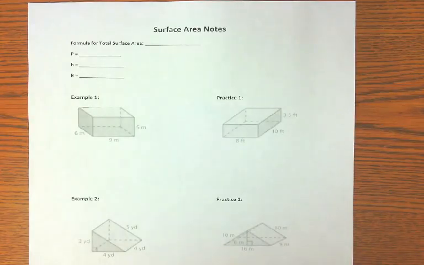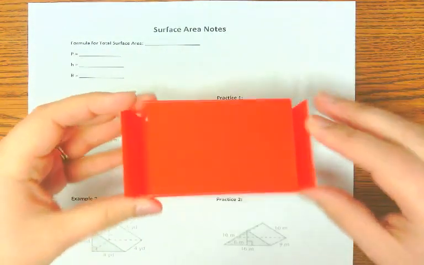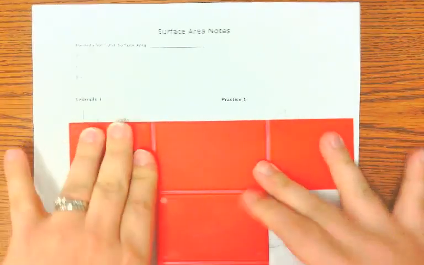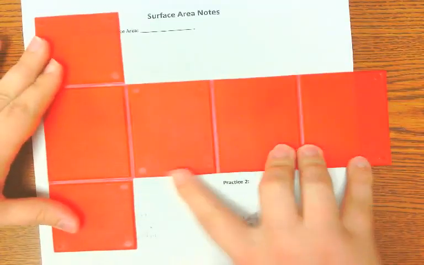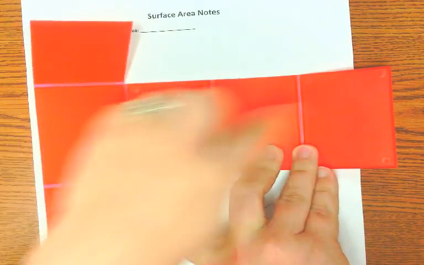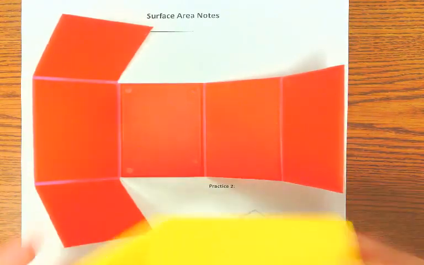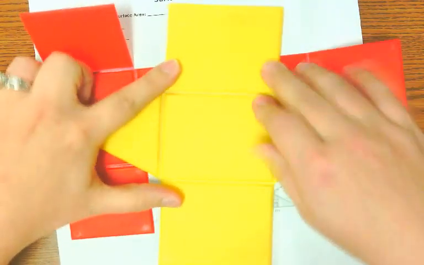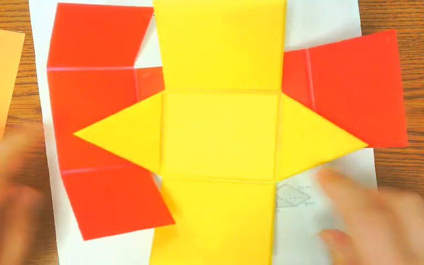Alright, so today we are looking at how to find the surface area of prisms. Last year you learned how to find surface area by finding the area of each of the faces. If I have my rectangular prism, we found the area of each of the faces and added them together. Or on my triangular prism, we found the area of our faces and added them together.